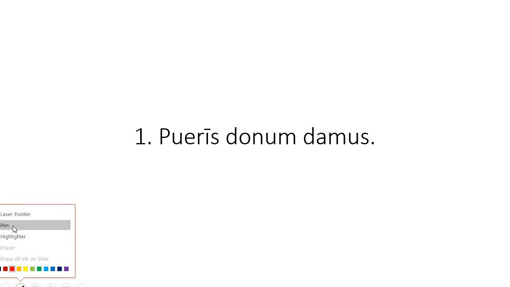The first thing we're actually going to do is just find our endings. So if we look at the first word, pueris, is our ending there. Donum, our ending is um. And then damus, mus is our ending. All right, so that I'm hoping is pretty automatic for you guys.